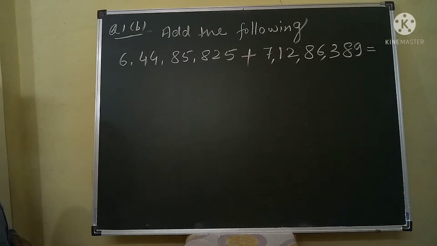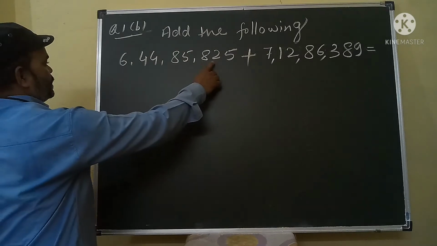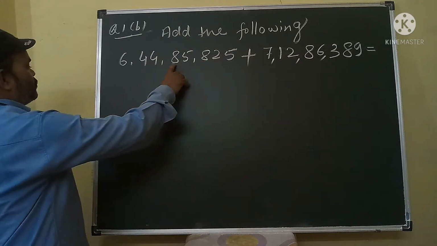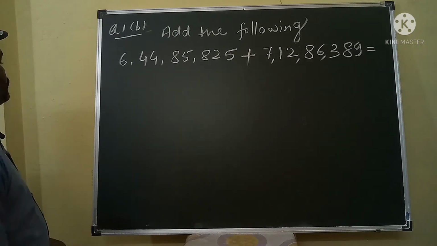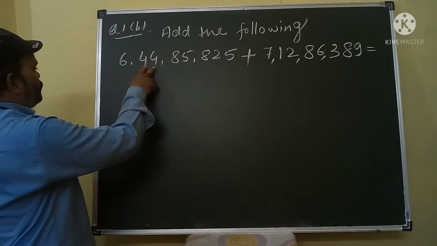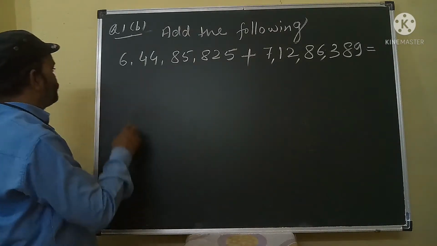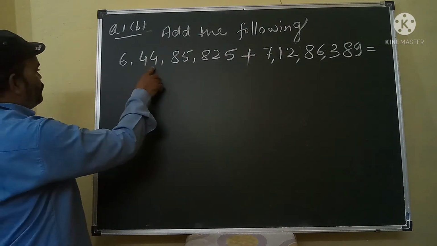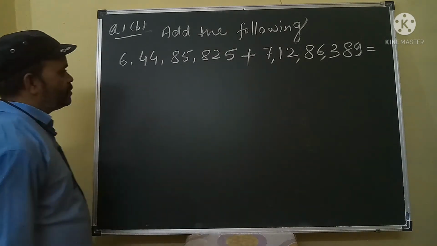Now your second question is: ones, tens, hundred, thousand, 10,000, lakh, 10 lakh, crores. Okay. 6 crores, 44 lakh, 85,825. 6 crores, 44 lakh, 85,825.